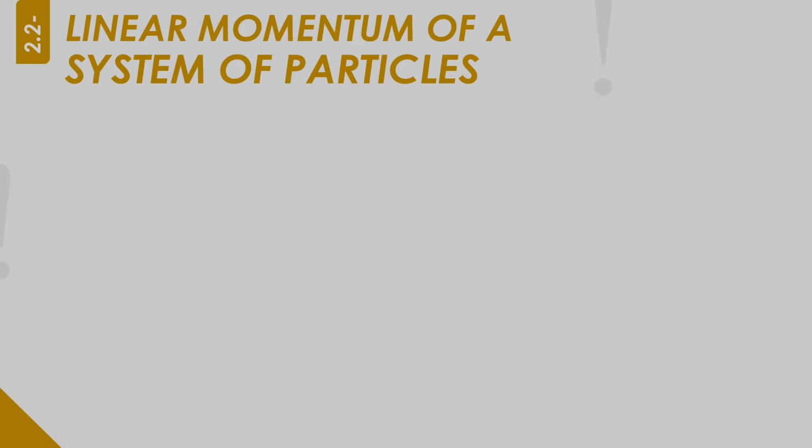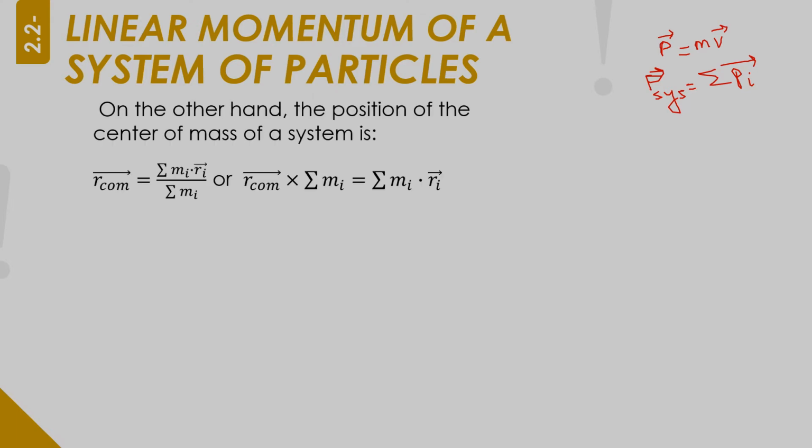So, what we have seen so far is that linear momentum P equals mv, right? It's a vector quantity which can describe the state of an object. We also have seen that momentum of a system is simply the sum of momentum of all individual particles. Now, on the other hand, when you go to a system of particles, we all remember how to determine the center of mass.